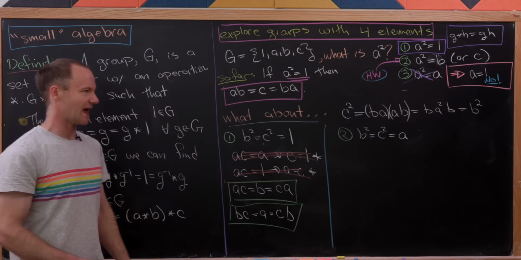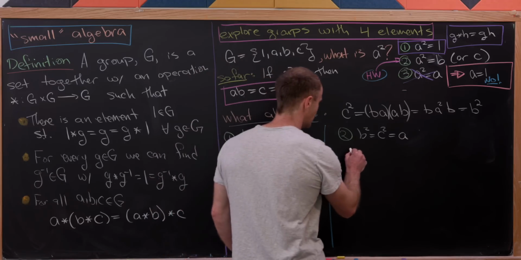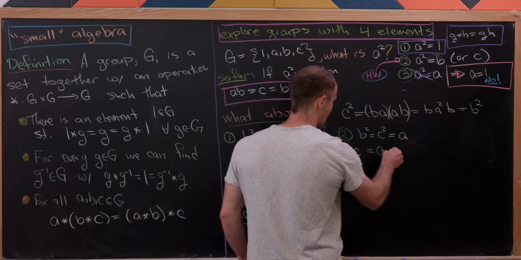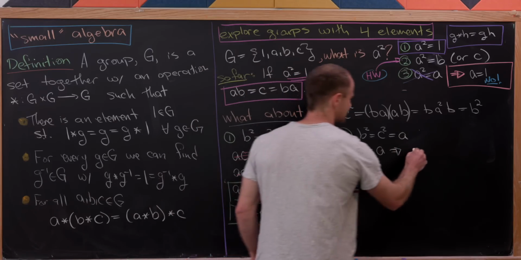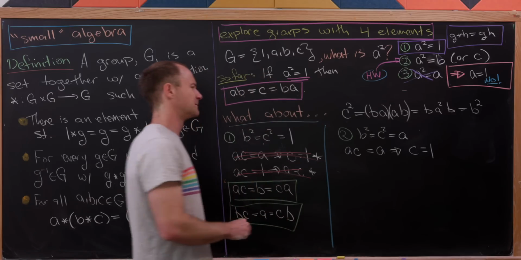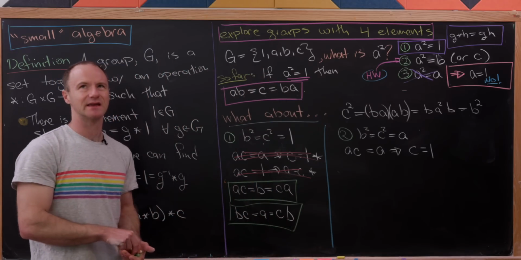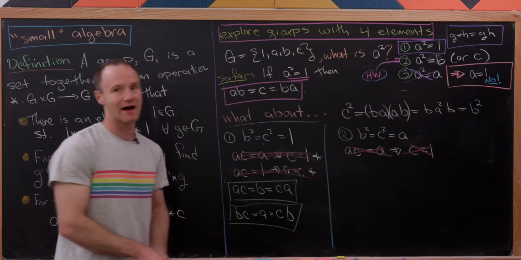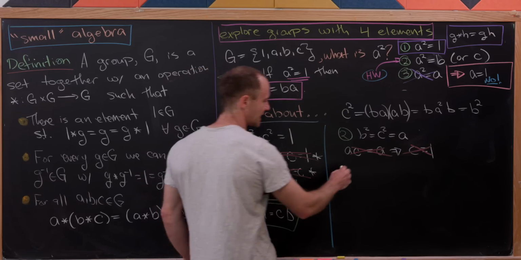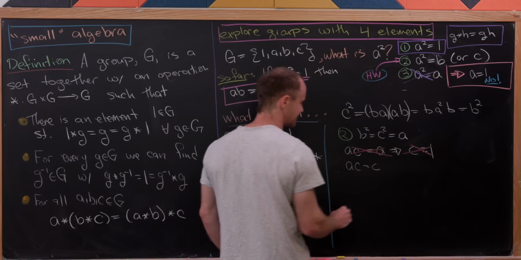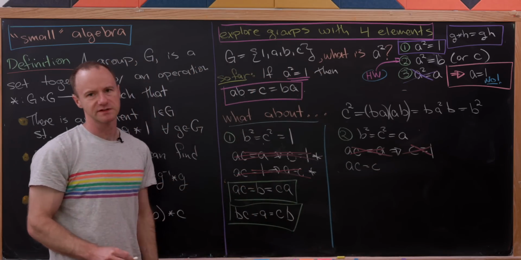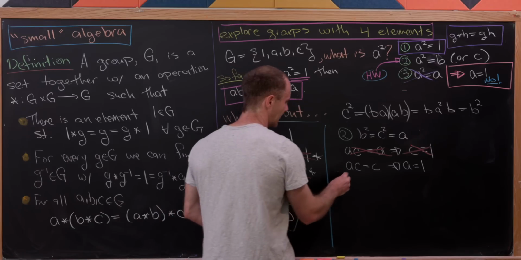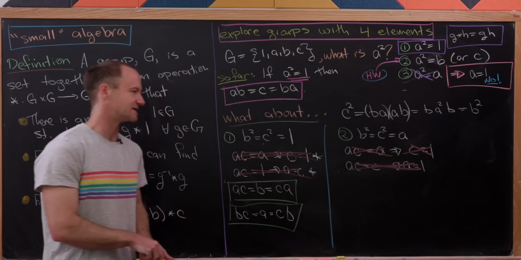Again, starting with what a times c is. Well, we've got some possibilities. We could set that equal to a, but notice that would tell us that c is equal to 1, just by left multiplying by a again. But that's not good, because we know that c is not equal to 1, since we already have an identity here. So maybe our next case would be a times c is equal to c. But then we could right multiply by c inverse, and that tells us that a is equal to 1. That's also not a possibility, because a is not the identity.